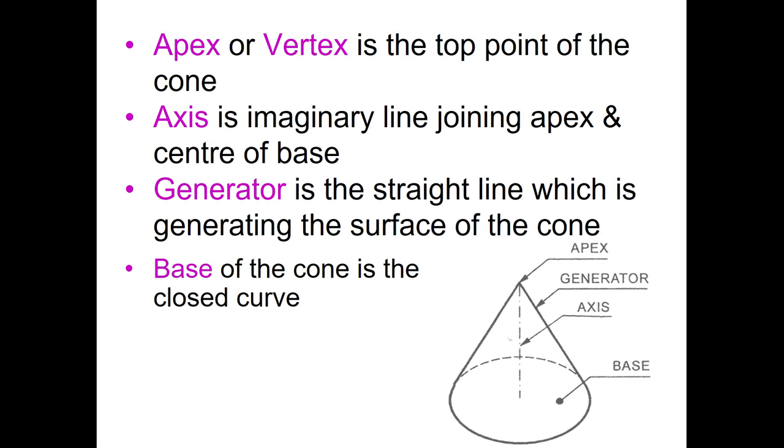Now let us clearly understand the important parts of a cone. The apex or vertex is the topmost fixed point. The axis is the imaginary straight line joining the apex to the center of the base. The generator is the straight line that rotates to generate the surface of the cone, and finally, the base is the closed curve along which the generator moves. These elements are fundamental for constructing and analyzing conic sections.